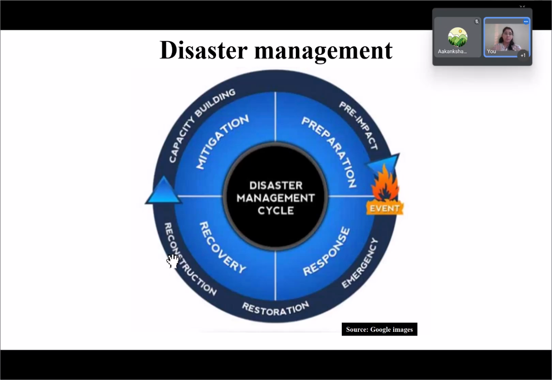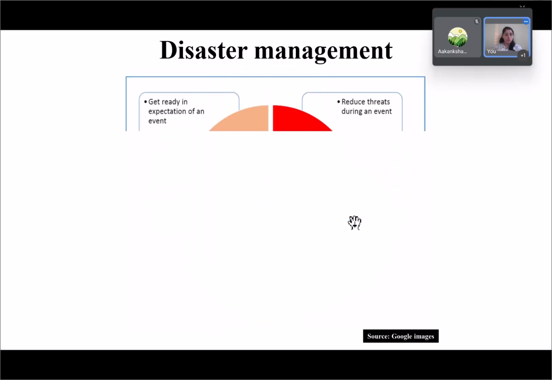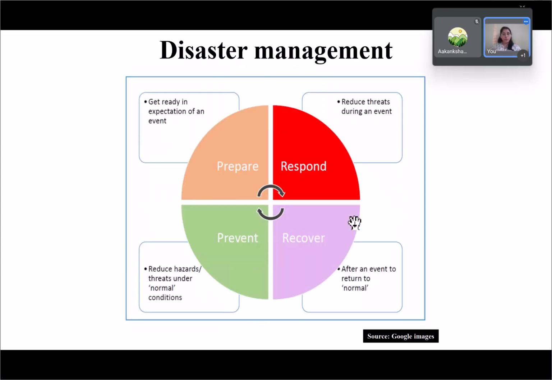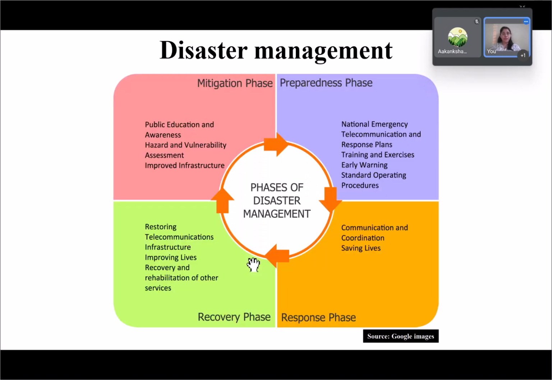How do you come back to your normal life? So let's say there has been disruption to any infrastructure. How do you come back? How do you make that back? How do you make it better? Of course, you make it stronger so that it doesn't happen the next time. So those kind of thought process. So as you can see, the four main things that are part of disaster management are preparing, responding, recovering, and preventing. This is mitigating it.